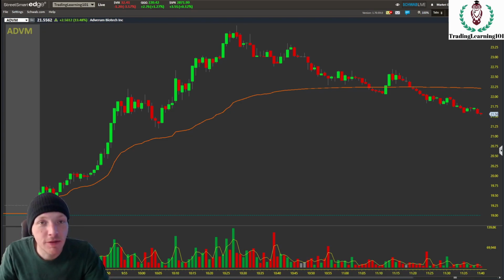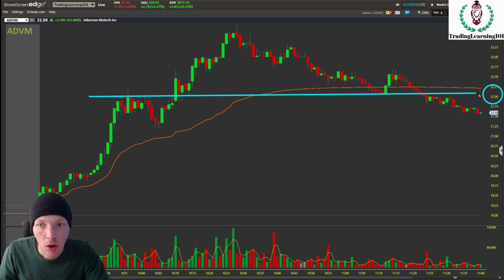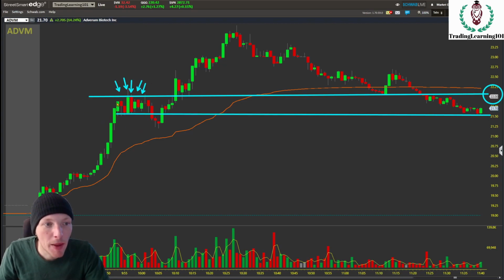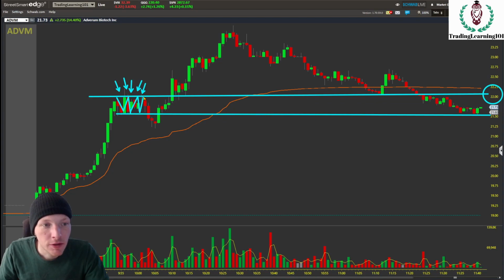I have ADVM brought up on the chart right here. This had a good example on it today, and I want to plot it out. We have $22 right here, and if we draw a line from $22 all the way across to right there, we can see the stock was all resistance right here. It could not get above $22, and it kept falling back down to $21.50. It kept falling down to $21.50 right there, and it just went back and forth from $21.50 to $22.